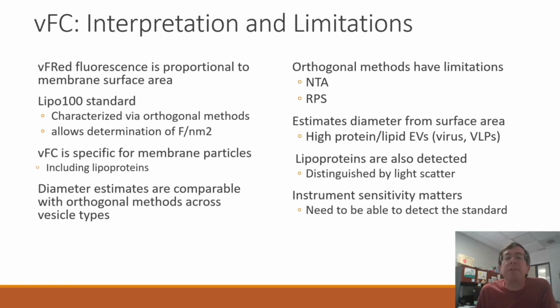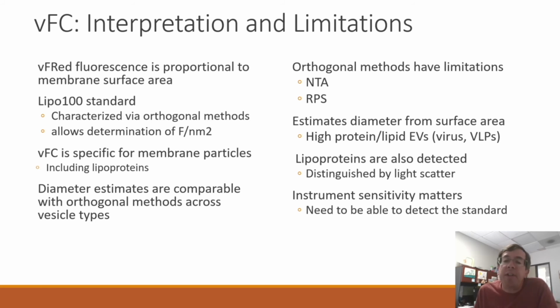So what are some of the limitations? Well, we rely on those orthogonal methods to estimate our size distribution of vesicles, and those have their own limitations, which I'll refer to in a minute. We're estimating really membrane surface area. And so it's possible that some specific EV types, and in our experience, viruses and virus-like particles are a couple of these, have very high protein contents. They will tend to size a little bit small by this method because they are so loaded with protein. In those cases, one would simply use a preparation of virus or VLPs as the size standard.